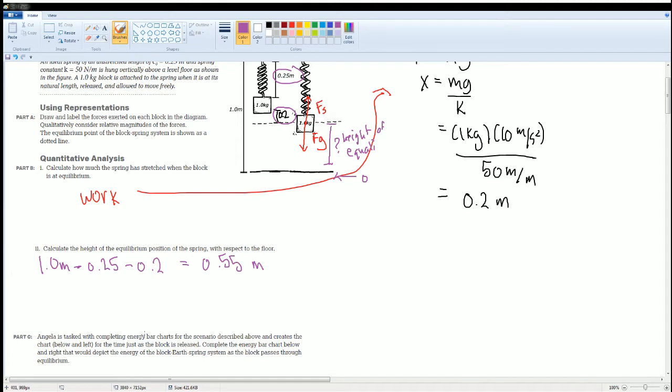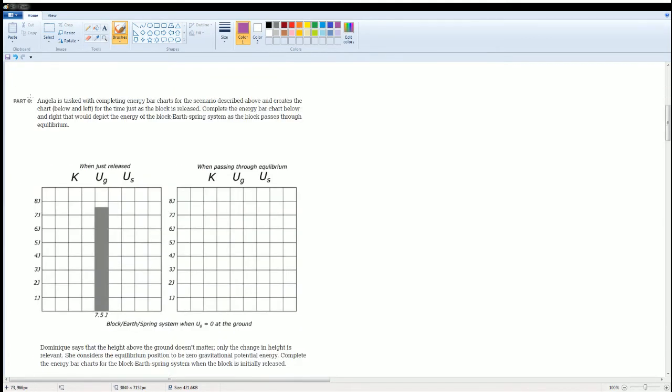All right, next part. Angelica is tasked with completing the energy chart. When it's released, it looks like this. Once it passes through equilibrium, it has certain energies. Let's see, the total is 7. I'm just going to fill it in here so it looks the same. So this is what it looks like.